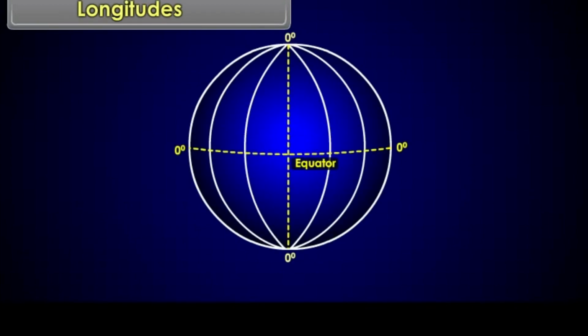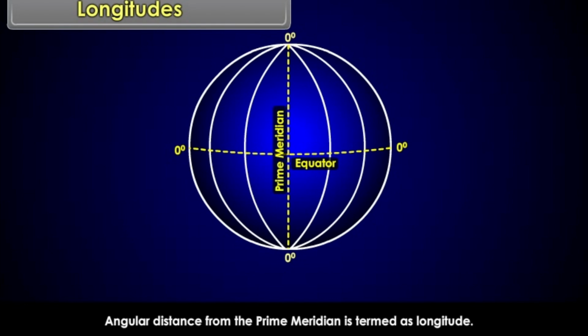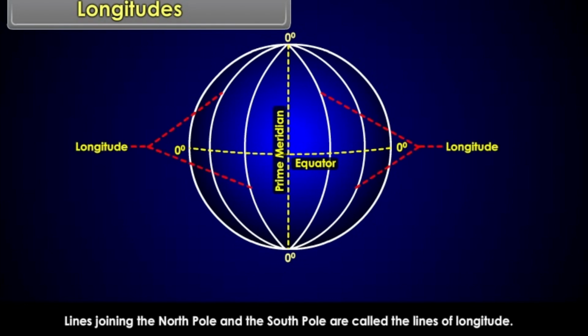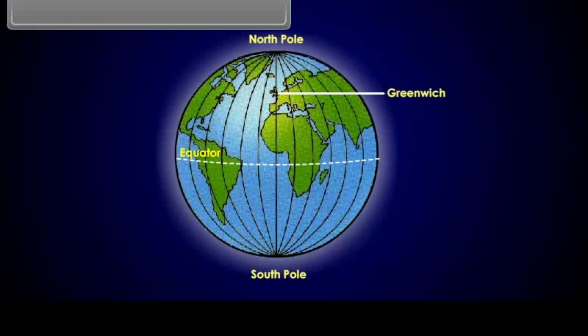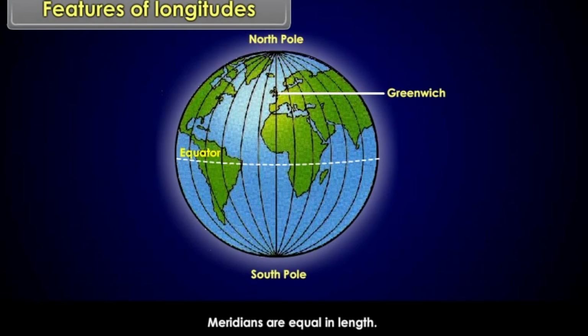Longitudes. Angular distance from the prime meridian is termed as longitude. Lines joining the North Pole and the South Pole are called the lines of longitude. They are also called meridians because noon occurs at the same time at places located on a line of longitude. Features of longitudes. Meridians are equal in length. All the longitudes converge at the poles.